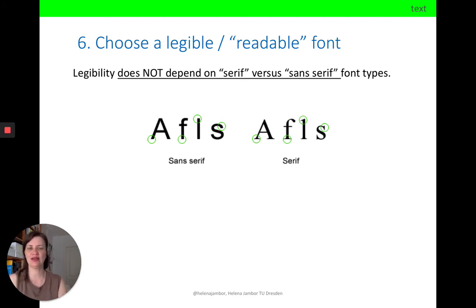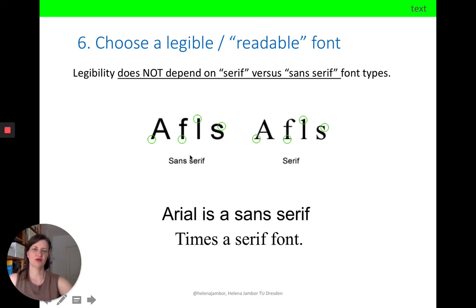The reading speed largely only depends on what you are used to and what you grew up with. So young people today who grew up with computers and sans serif fonts will be a bit faster reading sans serif lettering. A typical font that is sans serif is Arial, and a typical font in a serif format is Times.